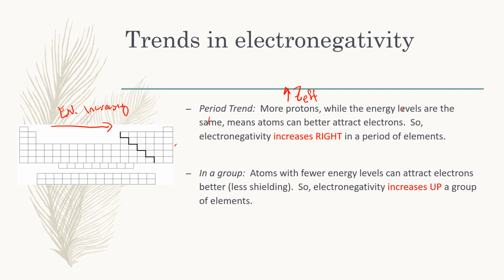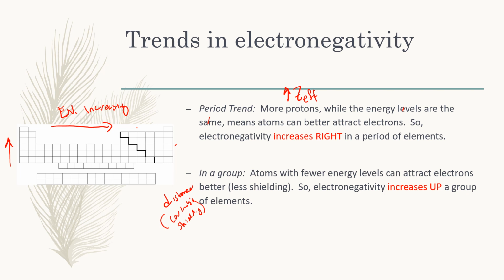Now, when we talk about the group, now we're focusing on distance. So again, think Coulomb's law, think shielding coming into play here. With fewer energy levels between the electrons that are being shared and the nucleus of an atom, you're going to have a stronger force of attraction. So having these smaller atoms, with less energy levels filled with electrons, is going to increase the electronegativity. So in this case, the electronegativity is going to increase as we go up the group.